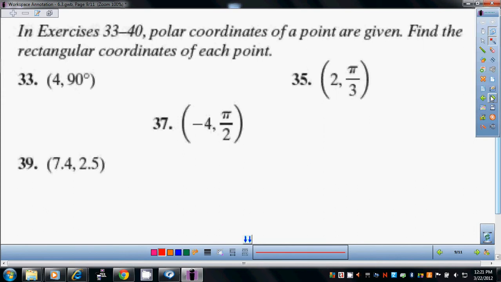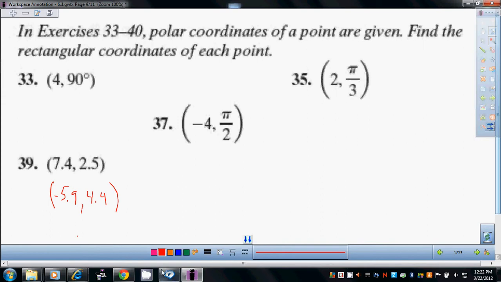For 39, please notice, that's a radian. So there's no degree. Just because there's no pi, it's still a radian. So for 39, 7.4 cosine 2.5. And what's that going to give me for x? Very good. And what would my y value be? Rocking and rolling. Questions about where those are coming from?